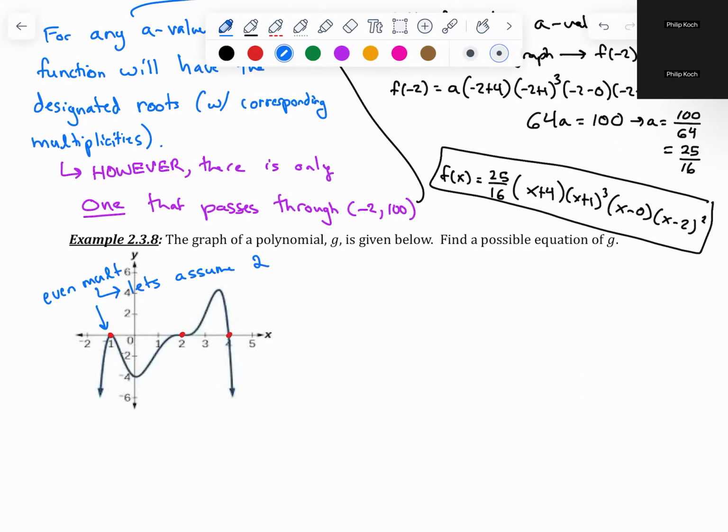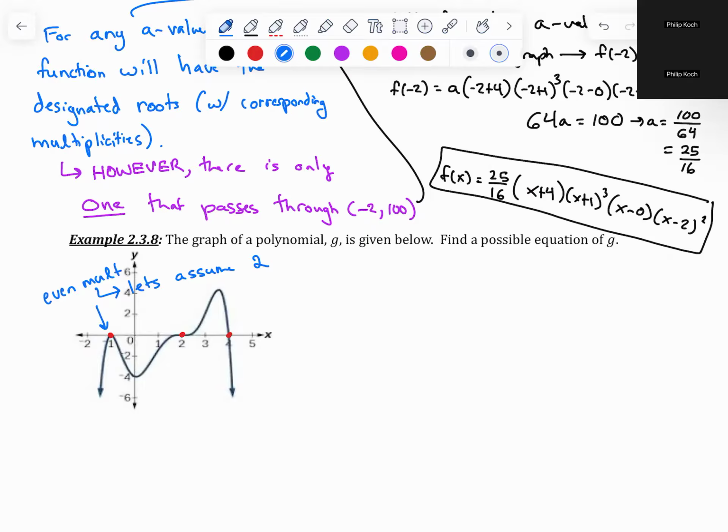Because it doesn't look too jagged, right? It doesn't look too jagged. It's not really wiggly at all. It just kind of looks like 2. You could use 4 and I would still give you full credit. If I gave you this graph and you assumed that the multiplicity was 4, 100% still. But one possible answer would be a multiplicity of 2.